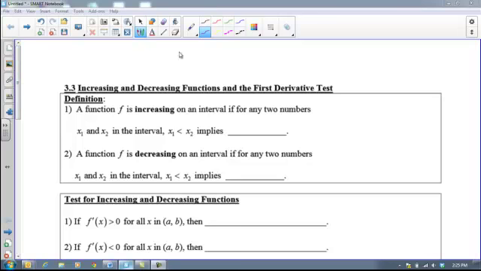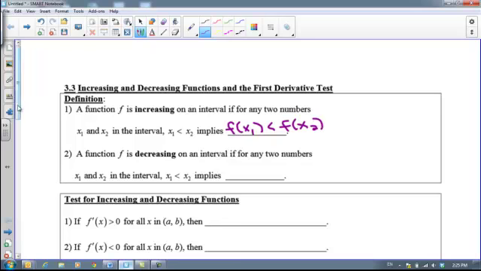Number one, we're going to say that a function is increasing on an interval if for any two numbers x1 and x2 in that interval, and this x1 is less than x2 means we're moving left to right. So as we're moving left to right, the y-coordinates must also be getting bigger. So f of x1 must be less than f of x2. That's a way of saying that the y-coordinates are getting larger as well.